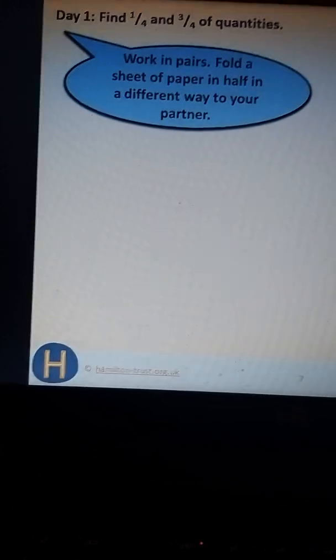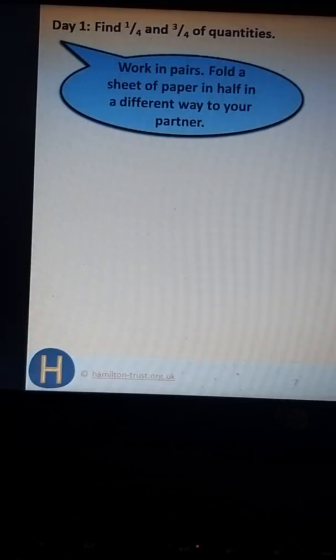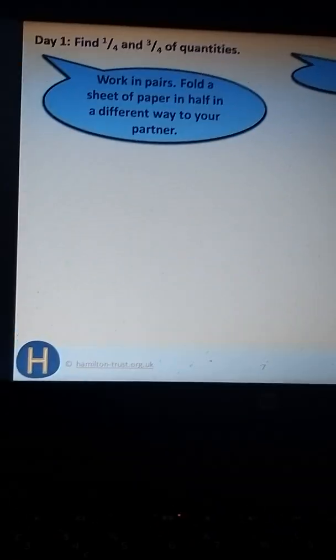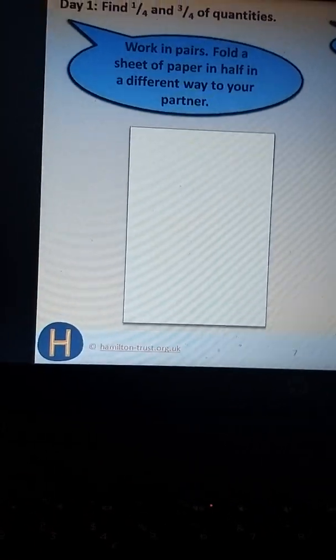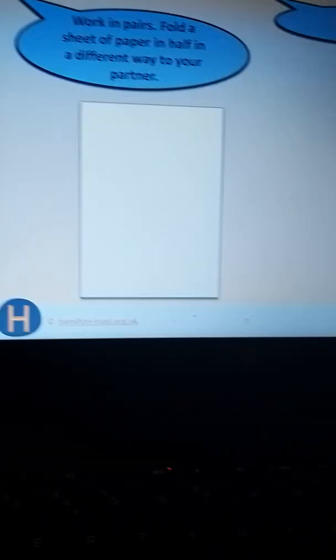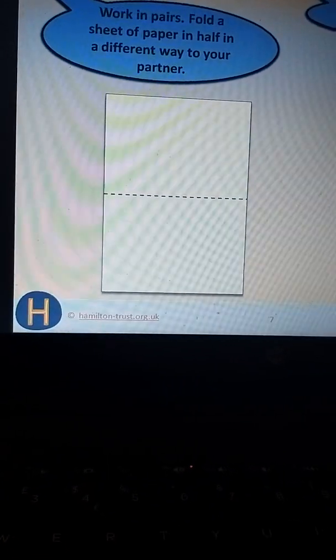So it says work in pairs, fold a sheet of paper in half in different ways to your partner. So you can do this on your own. You just need to find an A4 sheet of paper and show me 2 ways that you can fold it in half. Okay, so you've got this way, holding it up like this, and you've got folding it across like we did the other day, and you've got folding it across the long way and down the middle. Okay, so that's 2 different ways you can half it.